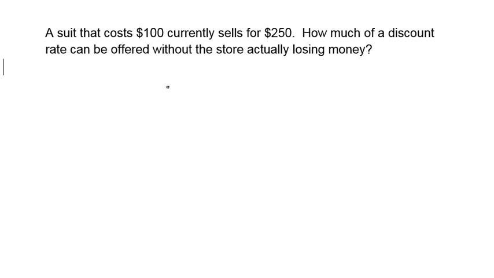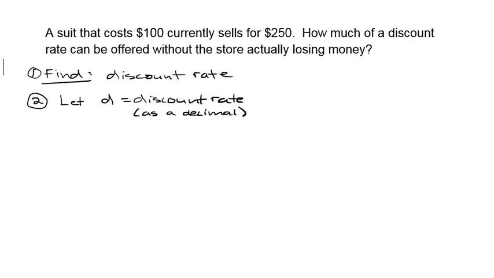Okay, here's the next problem. A suit that costs $100 currently sells for $250. How much of a discount rate can be offered without the store actually losing money? So let's go ahead and write our find statement. Okay, I've got step 1, find the discount rate, and step 2, I'm going to let D represent the discount rate, but remember anytime you're using a rate, which is a percent, it has to be represented as a decimal.